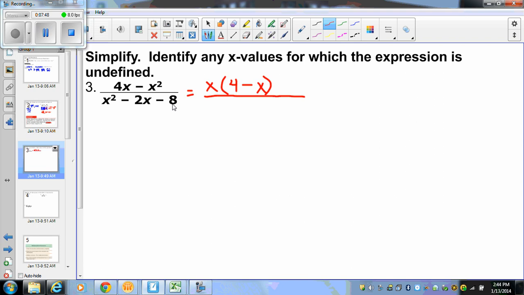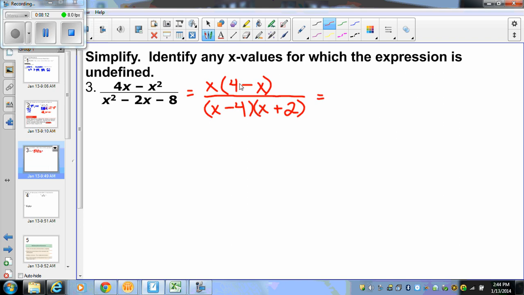Then for my denominator, since it's x squared, that's x times x. And then I want two numbers that multiply to -8 and add to -2. So that would be -4 and +2. So now I'm looking at this and I'm thinking, well, I don't have any common factors that I can cancel out. But these two things look an awful lot alike.